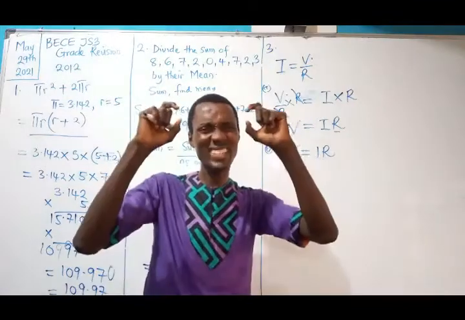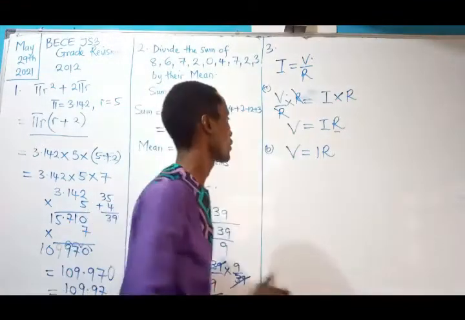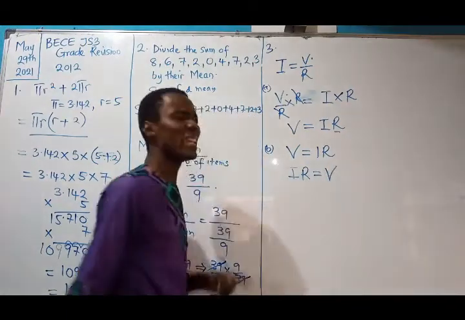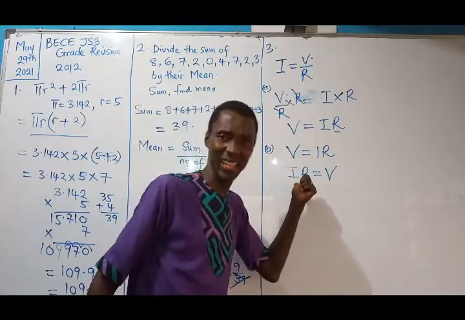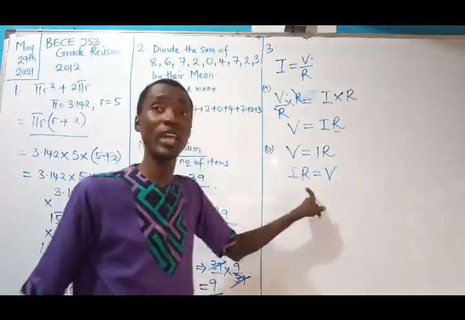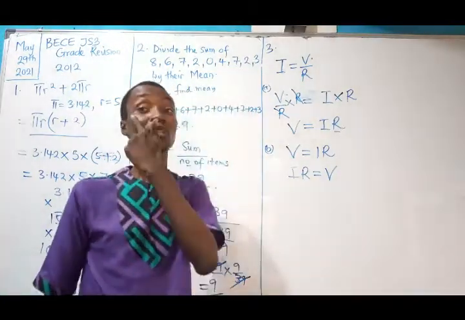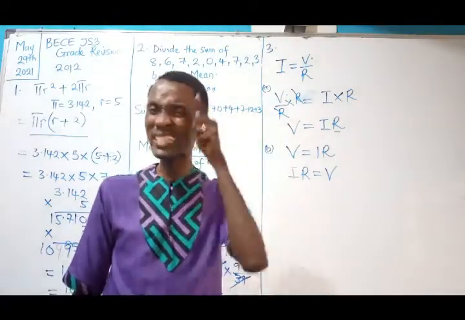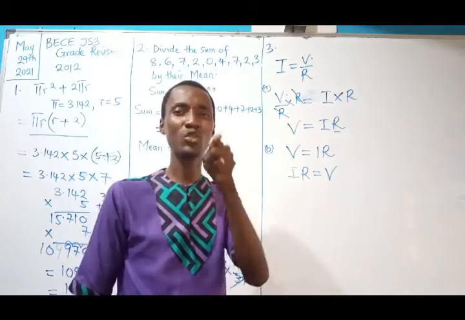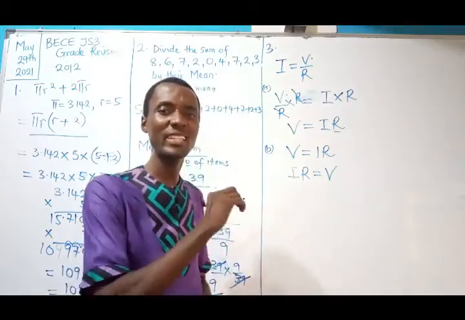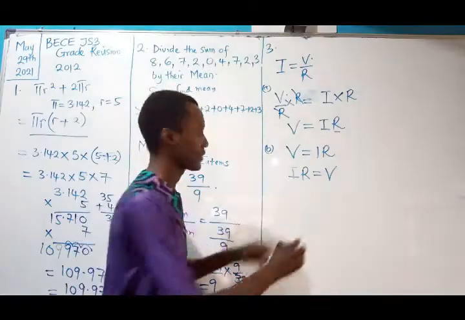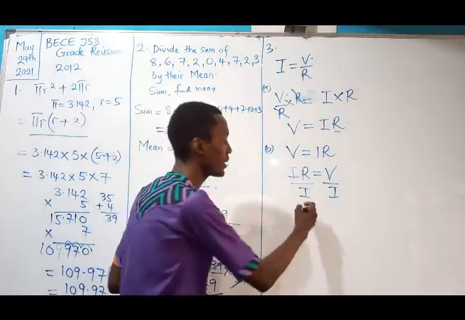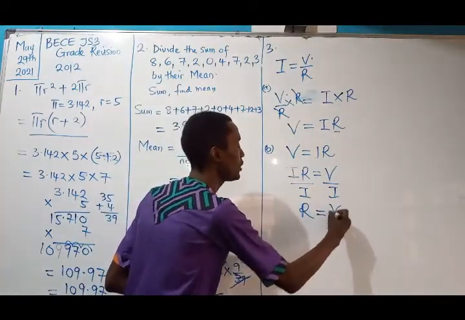So invariably, you must keep this one on the left-hand side. And to do that, we apply a simple idea of what? Rewriting. So I will rewrite this to become what? I R equal to V. Now, how do I clear I? Because I don't need I. What I want is to get what? R. And to do this, because I is a numerator, I introduce a denominator. How then do I use this denominator? I divide by what? I. So I'll divide this by I, and I'll divide this by I. And invariably, R will now be equal to V over I.